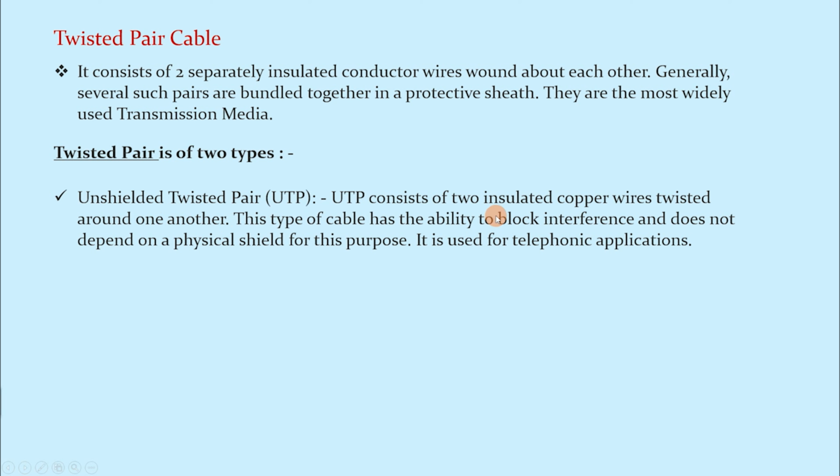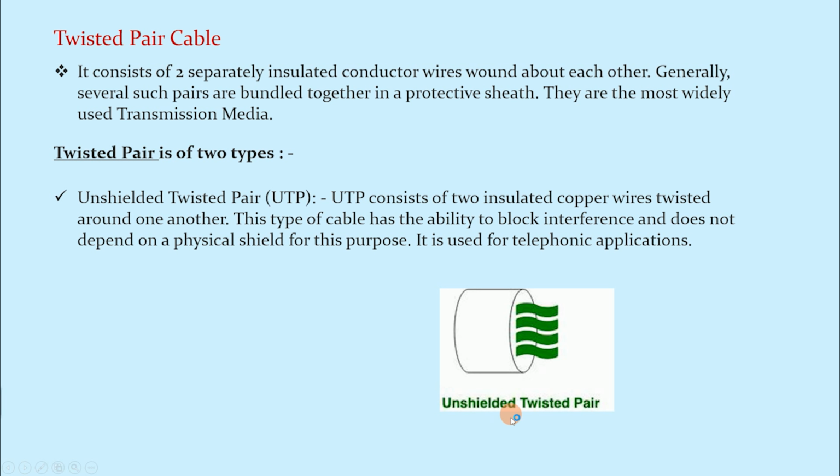UTP consists of two insulated copper wires twisted around one another. This type of cable has the ability to block interference and does not depend on a physical shield for this purpose. It is used for telephonic applications. This is a picture of unshielded twisted pair cable.